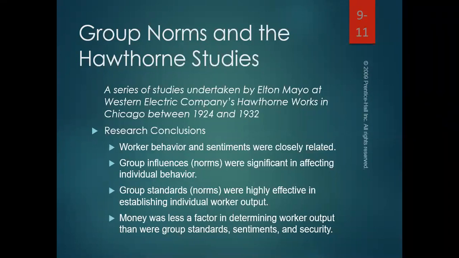This means that a group is formed in such a manner that members can share their sentiments and behavior with each other, and these behaviors and sentiments ultimately influence norms, which were significant in affecting individual behavior. Group standards and norms were highly effective in establishing individual worker output. Money was less a factor in determining worker output than were group standards, sentiments, and security. This is also one of the conclusions of that study.